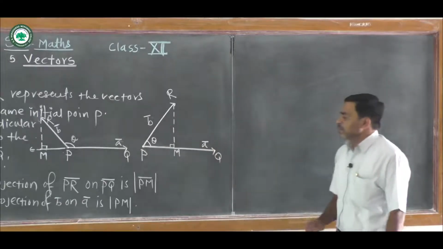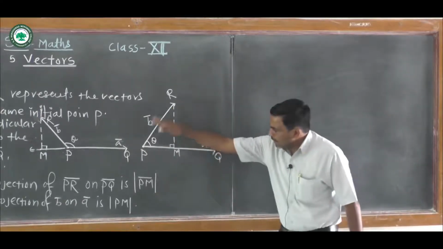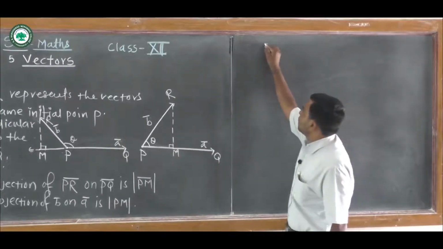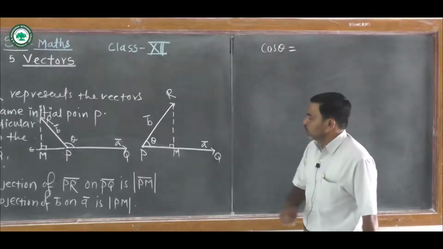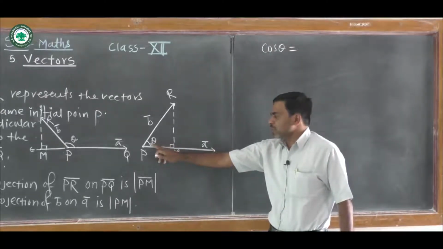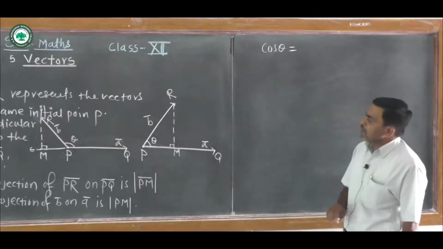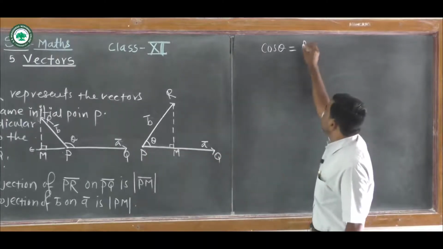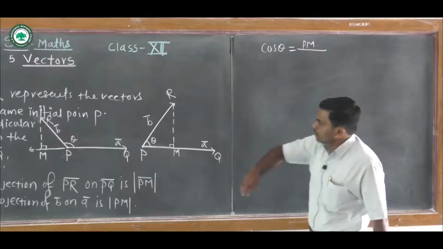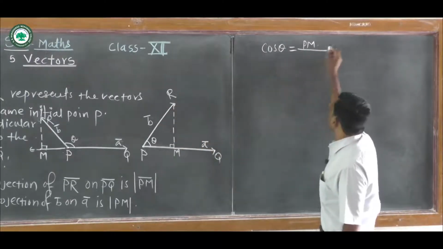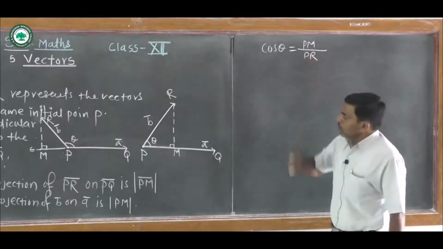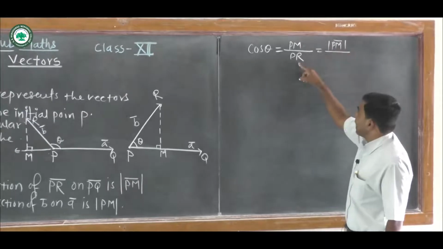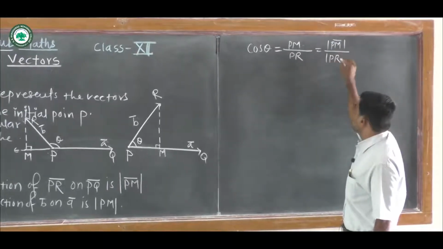Now this is the right angle triangle PMR. We know that in a right angle triangle, what is cosine of theta? See, this is theta. Cos theta is equal to the adjacent side divided by the hypotenuse. Here the adjacent side is PM, so it is PM divided by the hypotenuse. Here the hypotenuse is PR. Now PM is nothing but the magnitude of vector PM bar, and PR is the magnitude of vector PR bar.